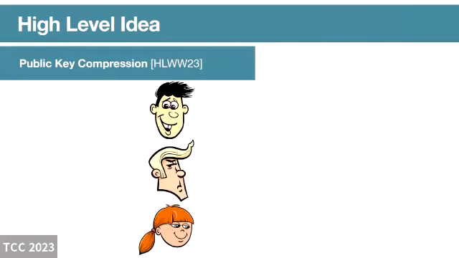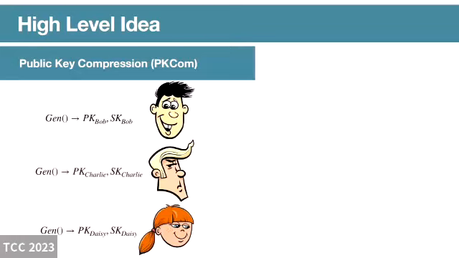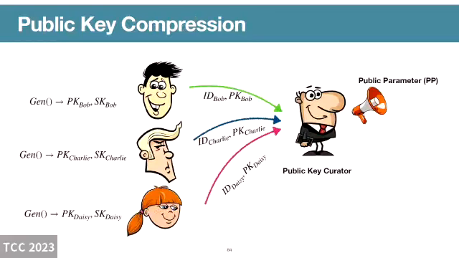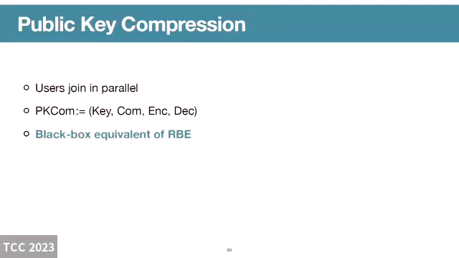So what is this public key compression? The difference between public key compression and the regular registration-based encryption is that all of the users join in parallel in the public key compression. So the users will first generate their public key and secret key pairs, and then they will send their identities and their public keys to the public key curator at the same time. And the public key curator will only run the public aggregation function once and outputs the public parameter or key. Now, this version may look weaker, but it's actually black box equivalent of RBE. So our impossibility results also generalize to RBE.